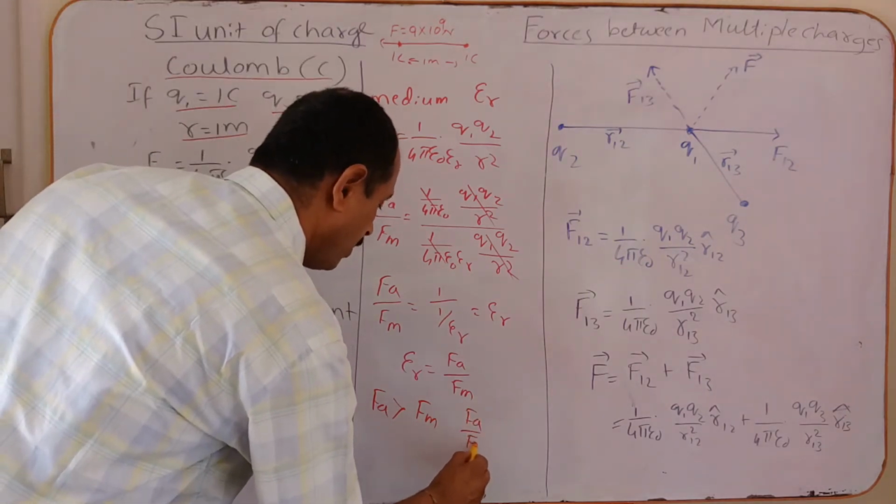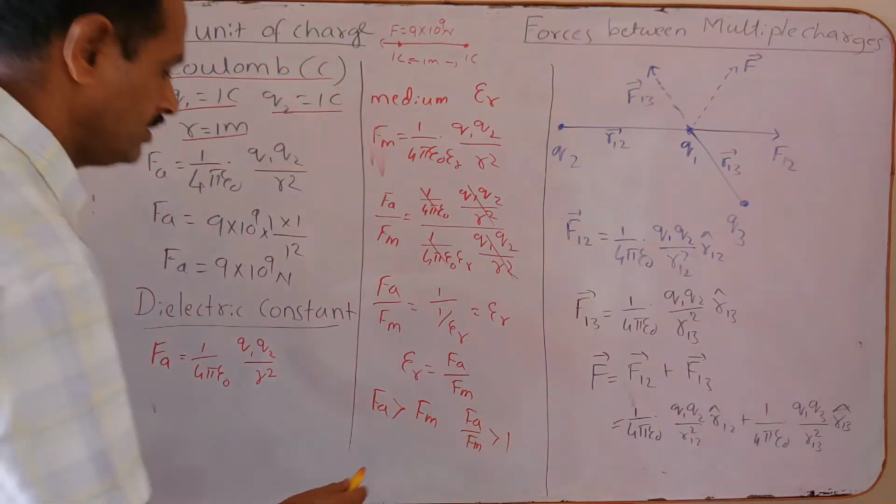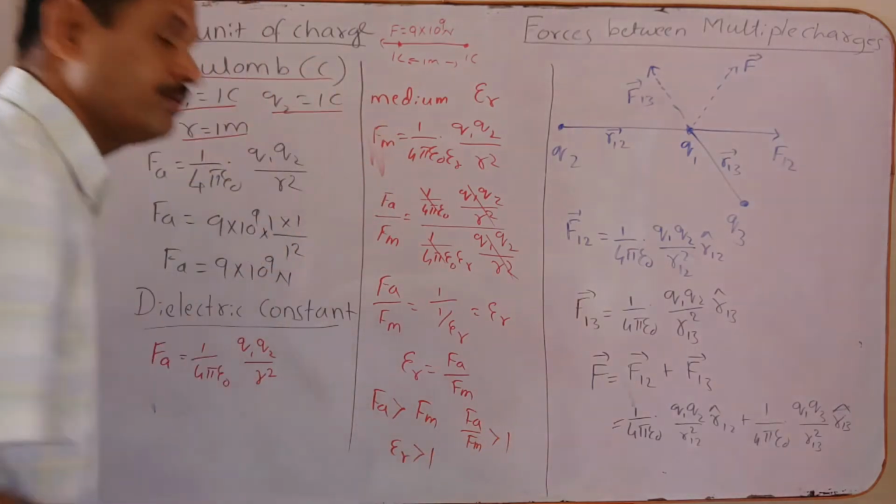Fa upon Fm is greater than 1. Therefore epsilon r is always greater than 1.